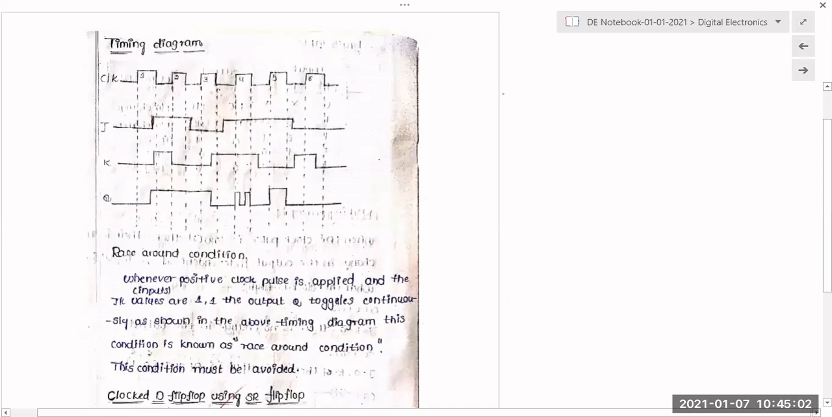Same thing. Suppose we want to draw the timing diagram. So just we are taking some clock pulses. Okay, so like this I can take the clock pulses. So this is the first clock pulse, and this is the second clock pulse, this is third clock pulse, fourth, fifth, sixth. Okay, so 1 2 3 4 5 6. Okay, so total 6 clock pulses are there.